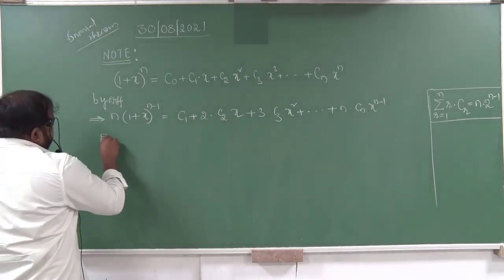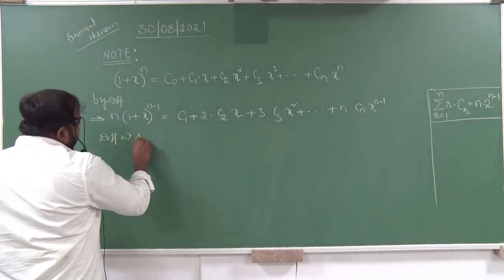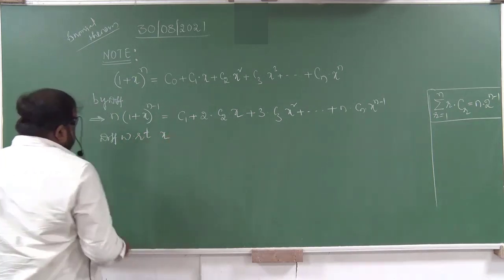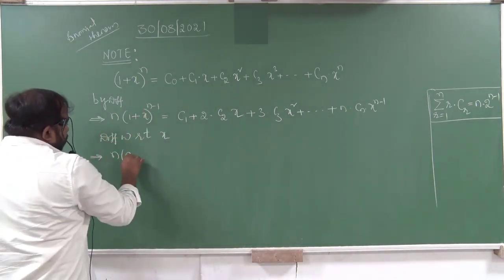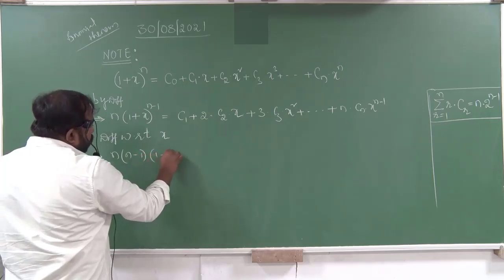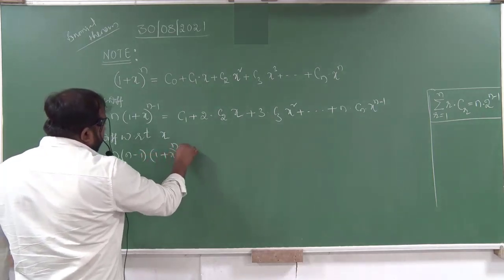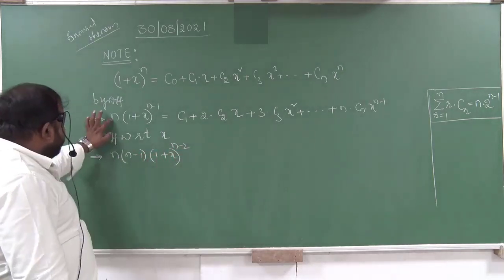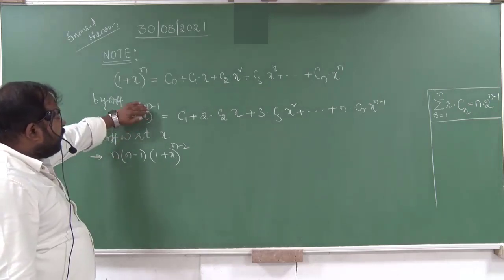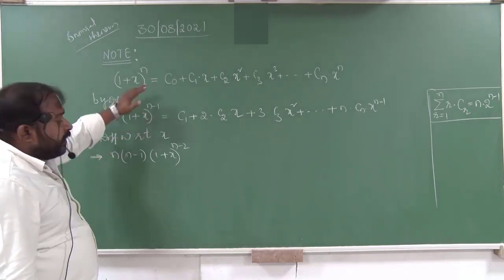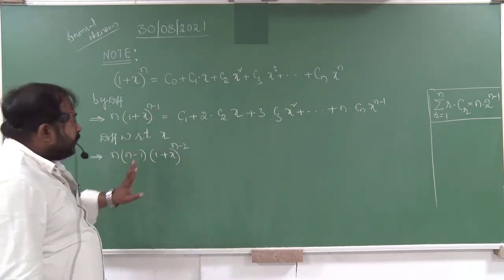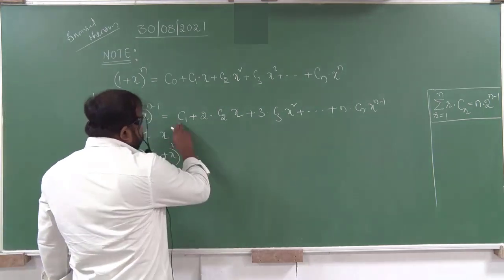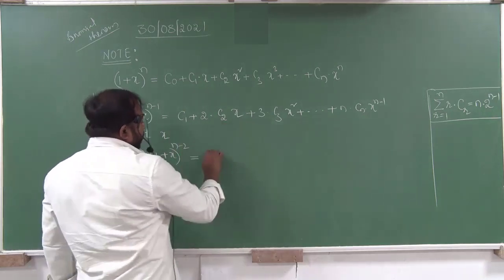Once again I will differentiate with respect to x. Then what value can I get? n(n-1)(1 + x)^(n-2). Got it now? n is as it is. Again, this is in the form x^n. What is the derivative of x^n? n x^(n-1). Already n - 1 is there. It changes like this, which is equal to this value, and the constant will be 0.